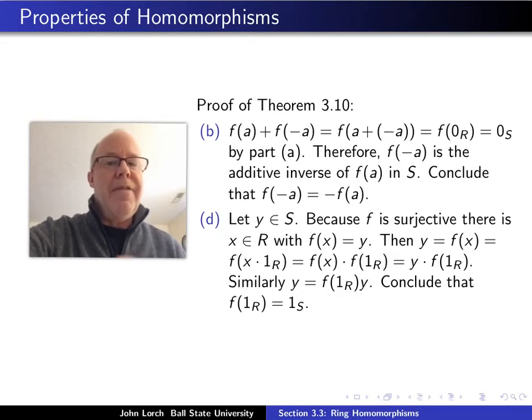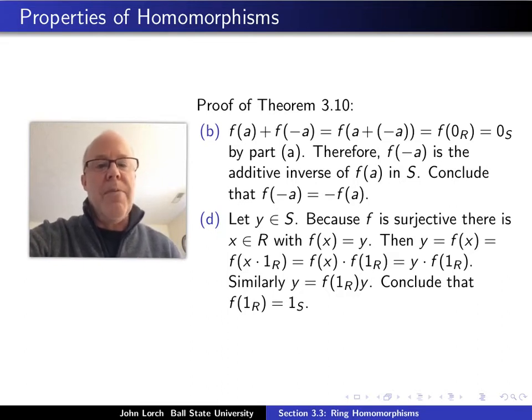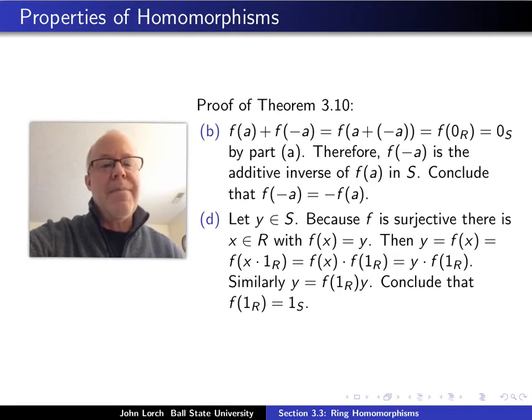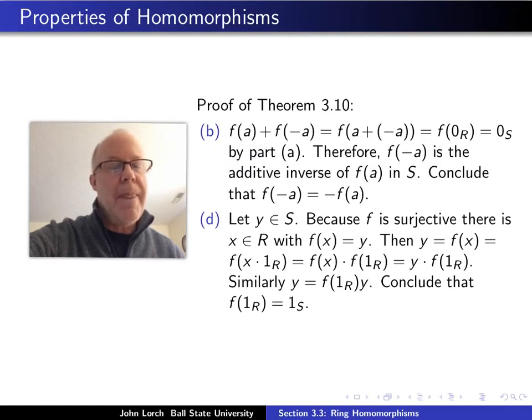But remember that f preserves multiplication, so we can write f of x times 1R as f of x times f of 1R. But now remember that f of x was equal to y. So we get that that's in turn equal to y times f of 1R. So if you look at the beginning and end of that chain of equations, you get that y is equal to y times f of 1R.